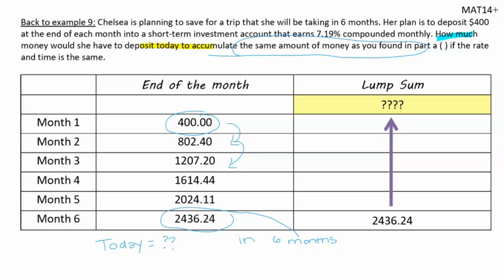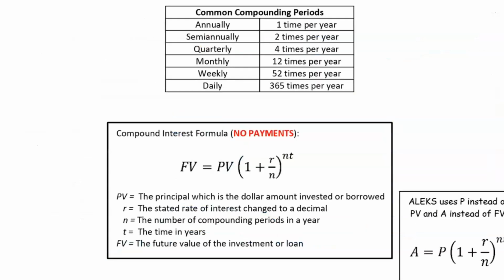Now, what this problem is saying is, I want to have $2,436.24 in 6 months. How much money should I put in today? So we're not making a payment. We want a lump sum value, which is going to be our present value. We will be using our compound interest formula. This formula does not have any payments. We are given the future value, and we know the rate, and we know the number of compoundings, and we know the time. The thing we do not know is the present value. That is what we're going to solve for.